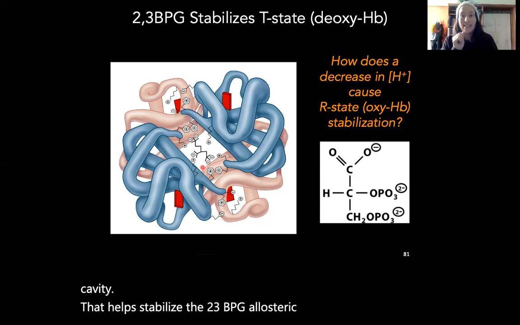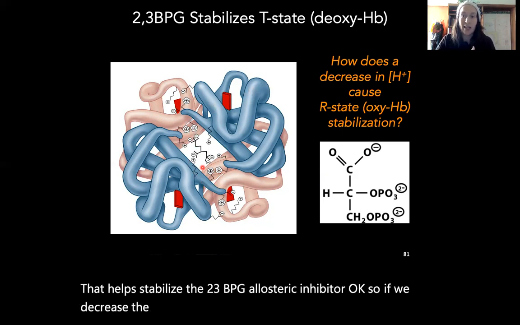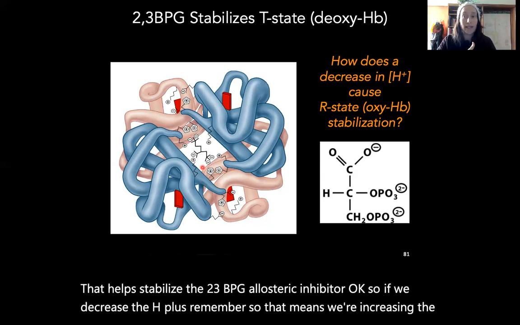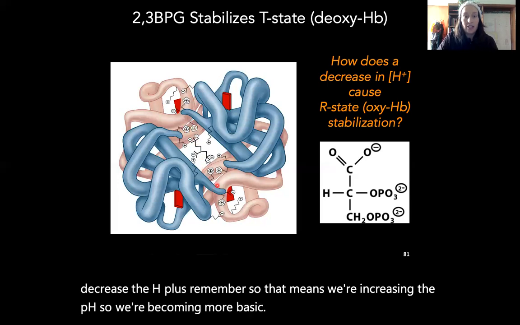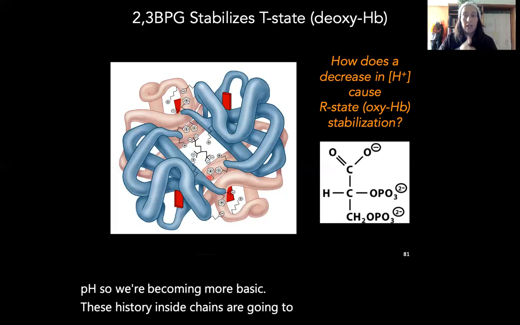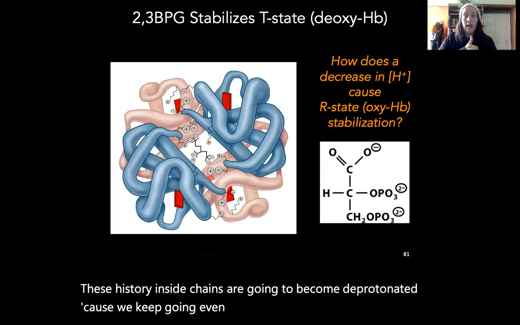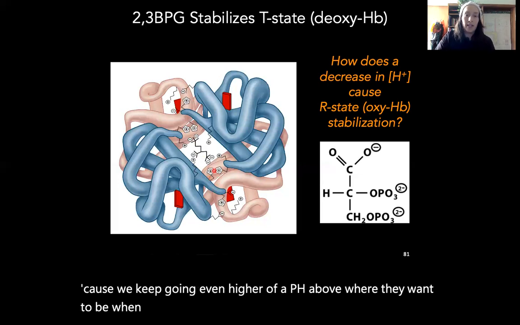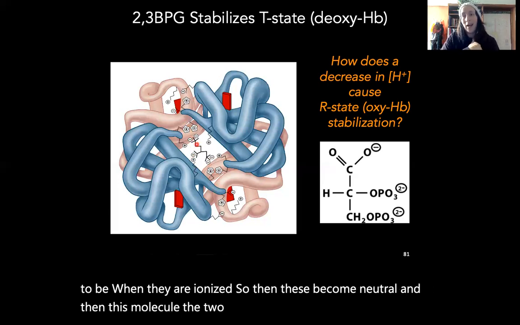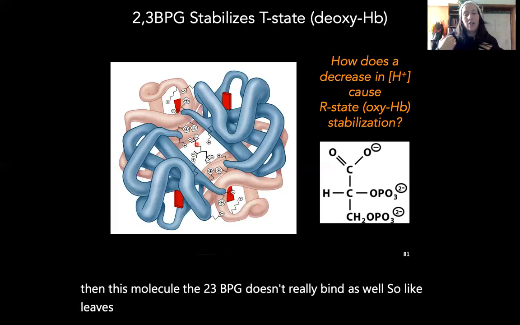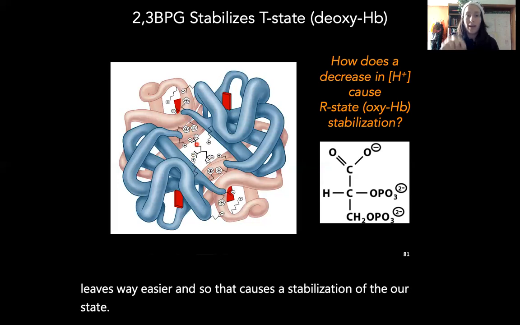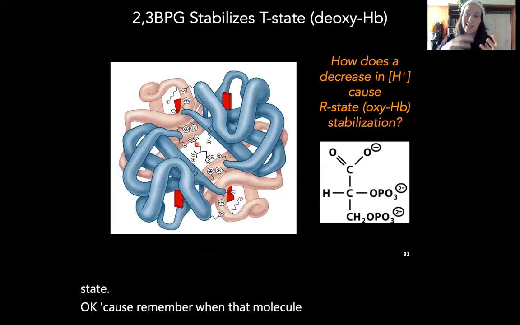So if we decrease the H plus, that means we're increasing the pH, so we're becoming more basic. These histidine side chains are going to become deprotonated because we keep going even higher in pH above where they want to be when they're ionized. So then these become neutral, and the 2,3-BPG doesn't bind as well. So it leaves way easier. And so that causes a stabilization of the R state. Okay, because remember, when that molecule is bound, it stabilizes the T state.